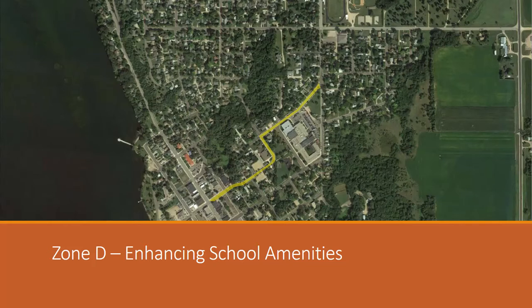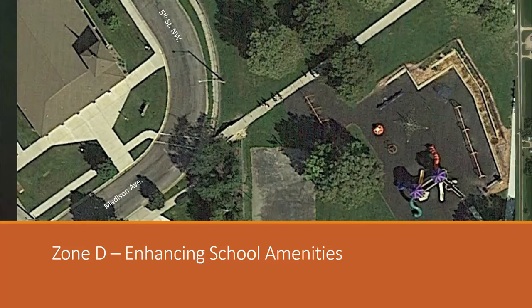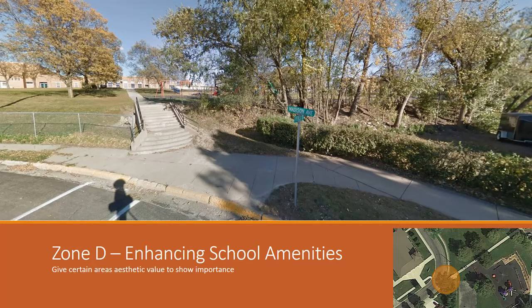Zone D is enhancing the school amenities. This is the specific area I'll be looking at by the playground. It's 5th Street Northwest and Madison Avenue, which curves around within this neighborhood. It'll give certain areas in Zone D added aesthetic value to show the importance of different areas. Specifically, this area shows the importance of this playground and open space by the school.